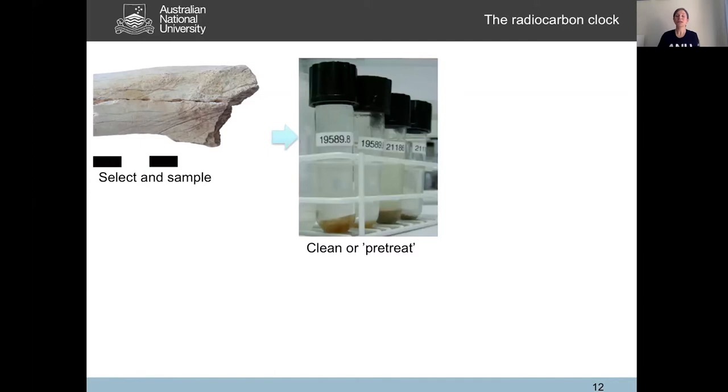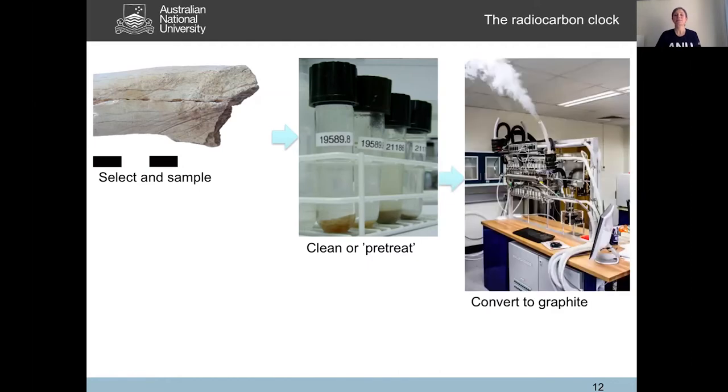Once we've taken our sample, which is normally, say, for bone, less than a gram, it is destructive, but not very destructive. We then need to clean the sample, because you can imagine if your bone or your piece of charcoal or your wood has been buried for 40,000 years, it's going to have a huge amount of other stuff in it. And that stuff might well contain carbon. So we go through a cleaning or pre-treatment process. We then need to convert it into graphite. So this is converting it into a form where we can measure the carbon-14 to carbon-12 ratio.